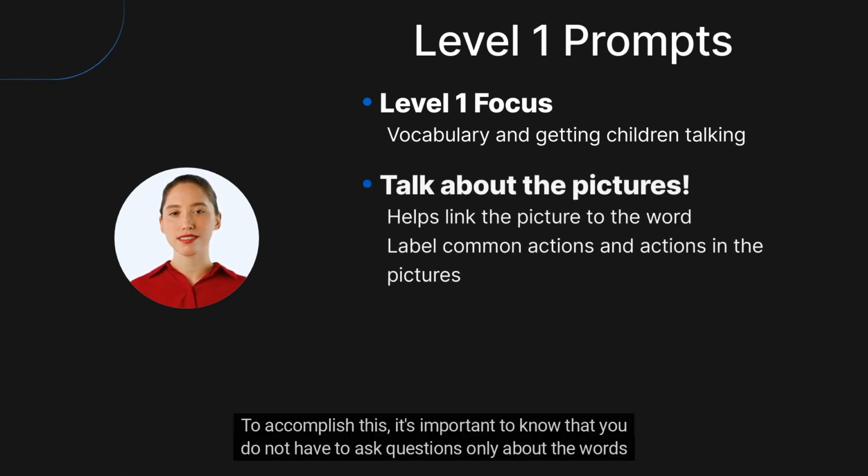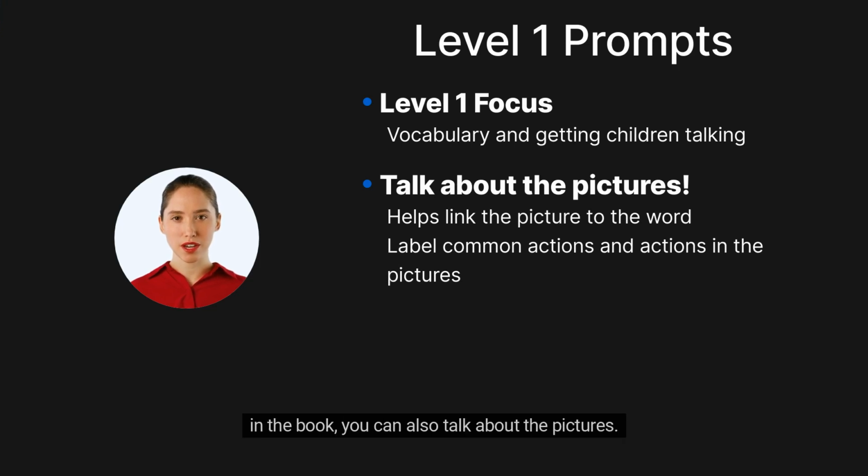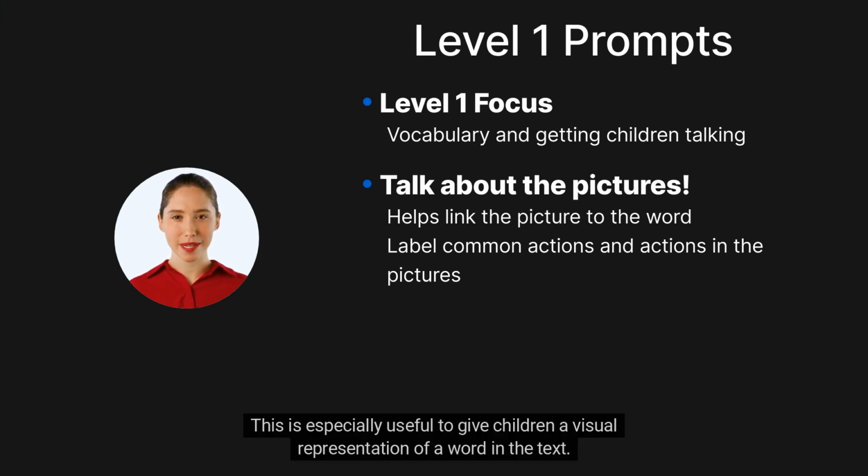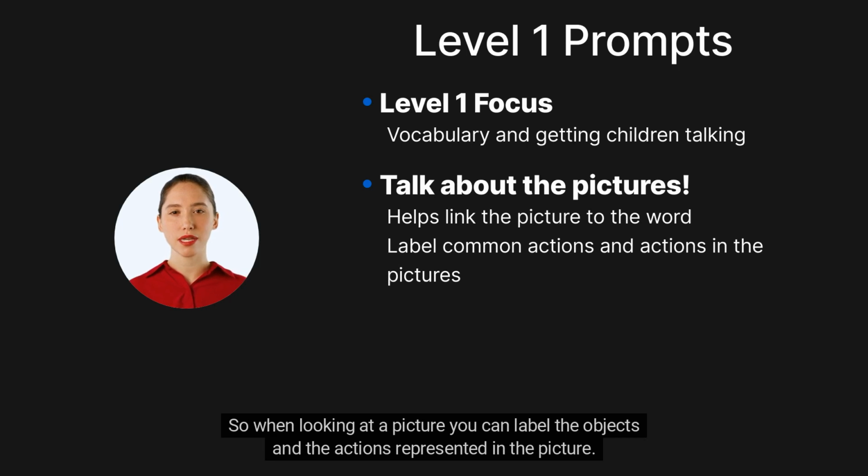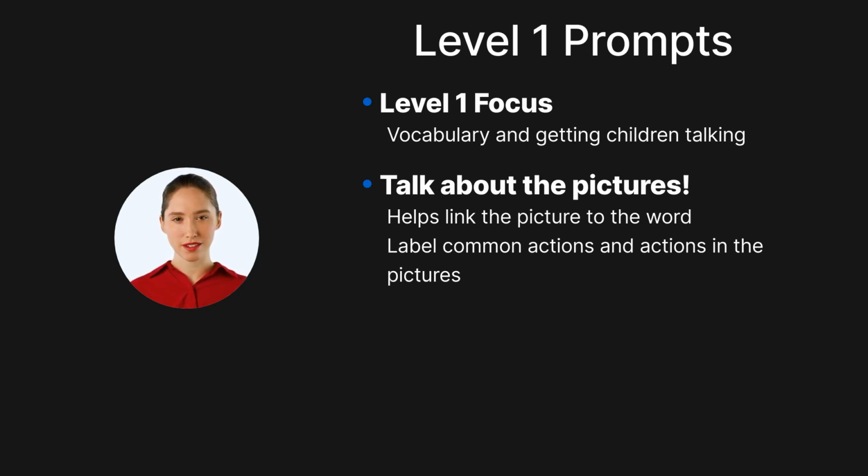To accomplish this, it's important to know that you do not have to ask questions only about the words in the book. You can also talk about the pictures. This is especially useful to give children a visual representation of a word in the text. So when looking at a picture, you can label the objects and the actions represented in the picture.